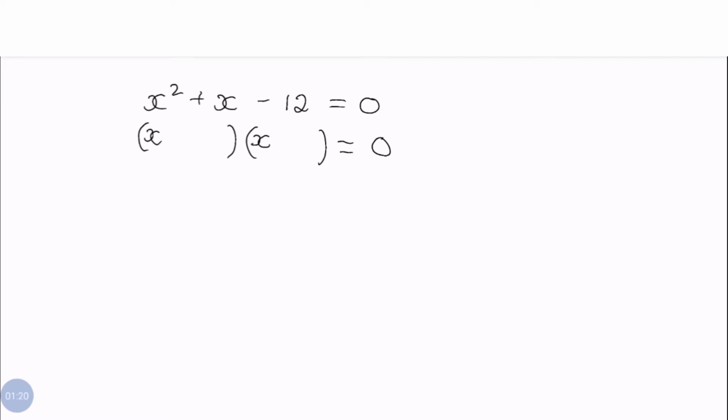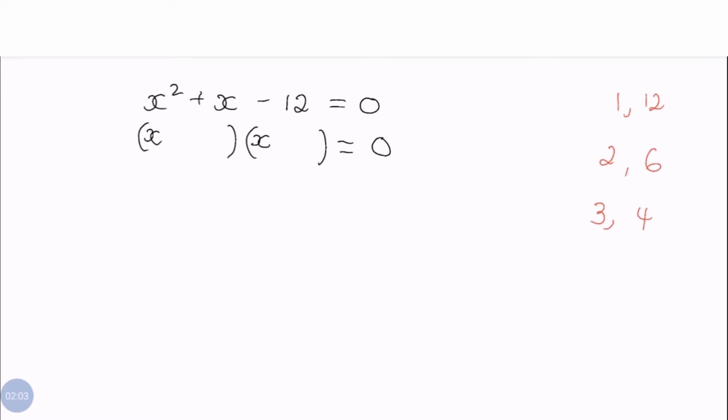The next thing we'll do is find two factors of 12 which when multiplied together they will give us an answer of negative 12 but give us an answer of positive 1 when we add them together. So let us list the factors of 12. We have 1 and 12. We have 2 and 6. We have 3 and 4. So these are the factors of 12.